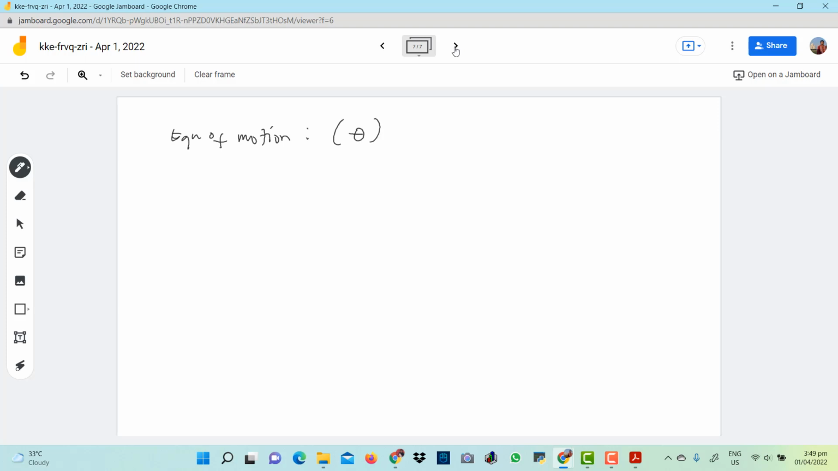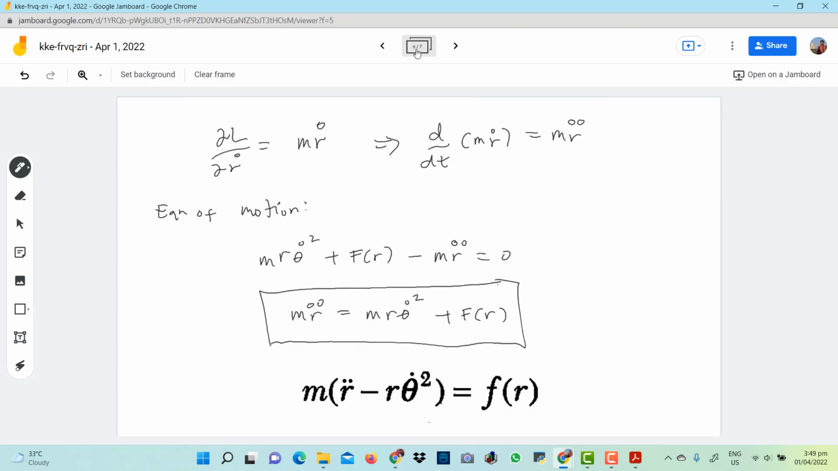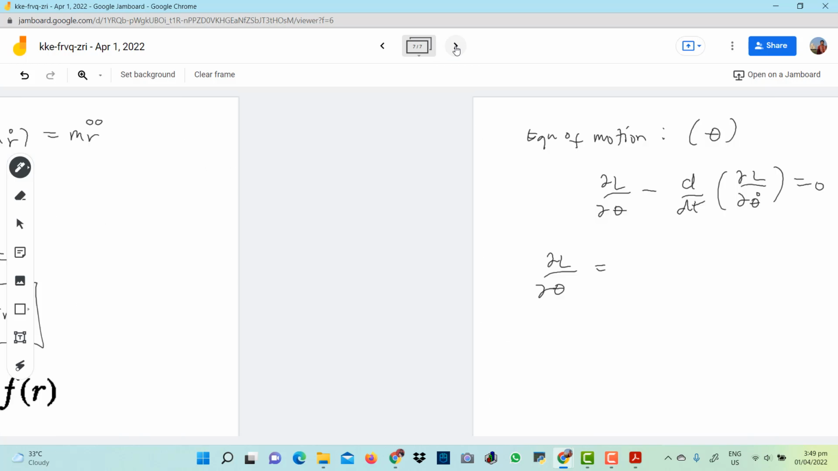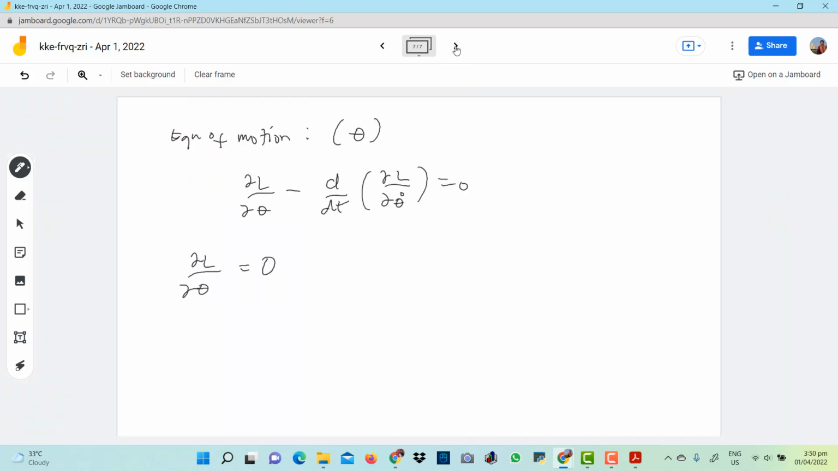This is with respect to theta. And I know that this is equal to d dt of partial L over partial theta dot equal to 0. So if I differentiate the Lagrangian with respect to theta, that's equal to 0. Is that right? My Lagrangian is this. If I differentiate this with respect to theta, there is no theta to be found, so therefore this one is 0.